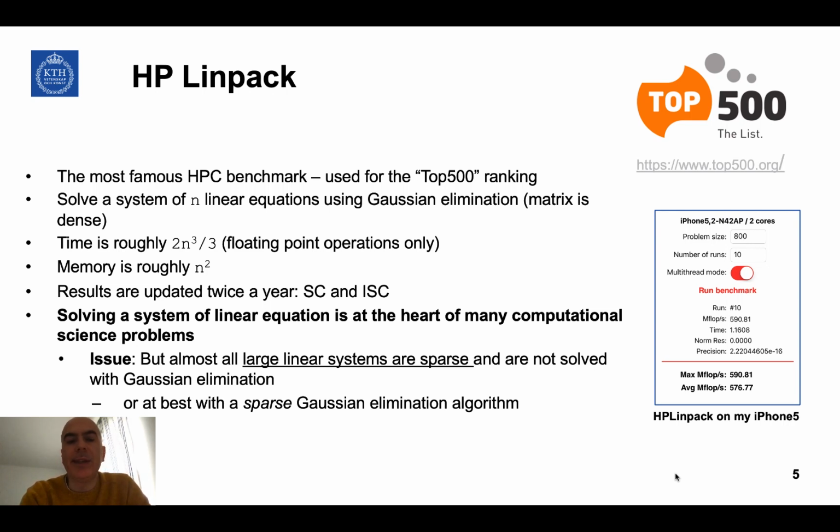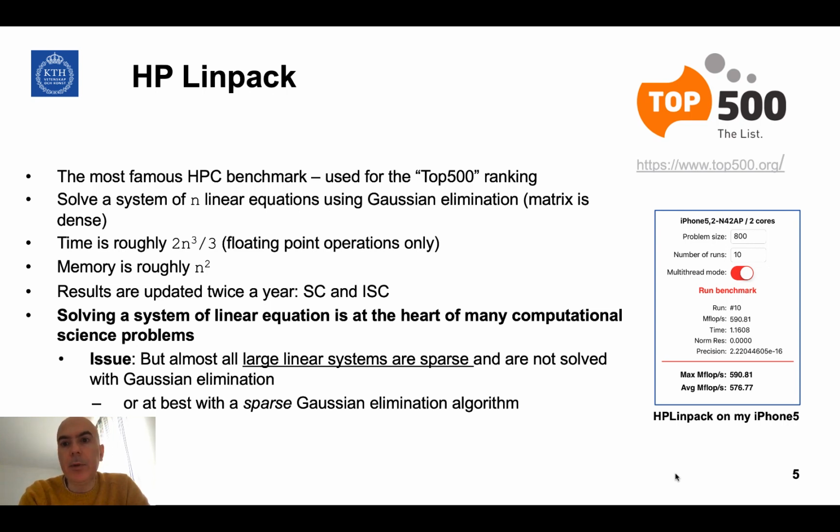In this particular case, the matrix is dense. This means that the number of non-zeros is high. The complexity of the execution time scales roughly like 2 multiplied by n cubed divided by 3. This is roughly an estimate of the floating point operations only, without taking care of the memory. The memory is roughly n squared. So if we divide the floating point operations by the memory data movement, we will have n cubed divided by n squared. So it's highly dominated by floating point operations.